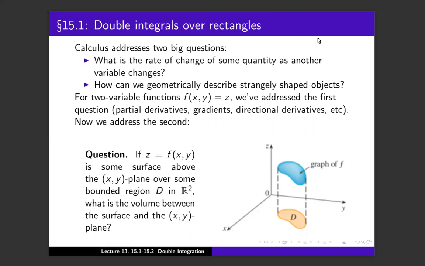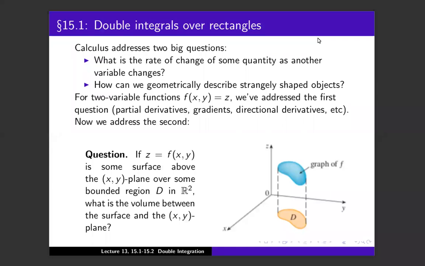Well, for a two-variable function, we know how to do the first of these things in terms of finding these rates of change. We know how to do that. We're going to take partial derivatives, gradients, directional derivatives, and so on. Optimization of multivariable functions is a major component of what we try to do. But now we're going to address the second question.